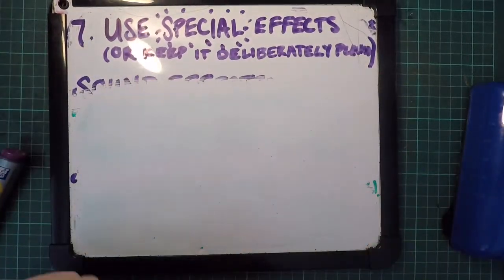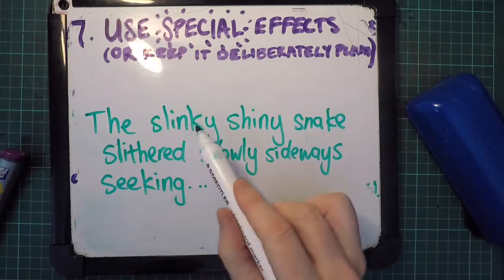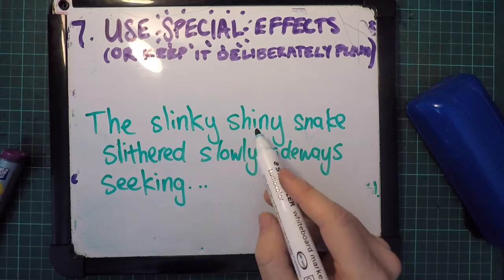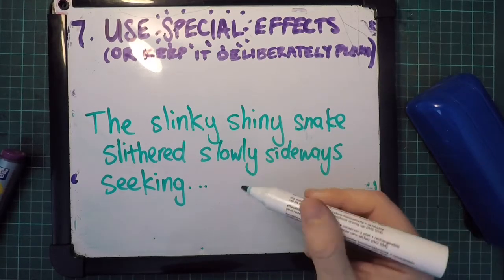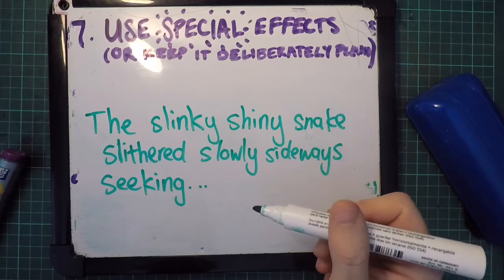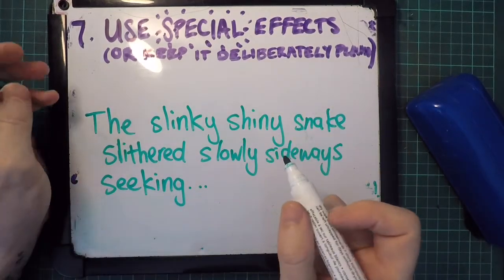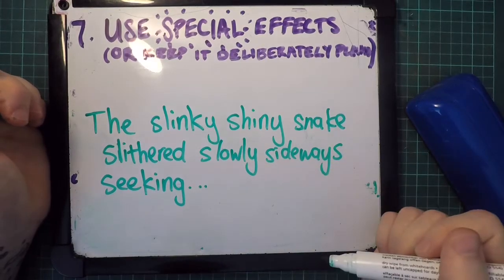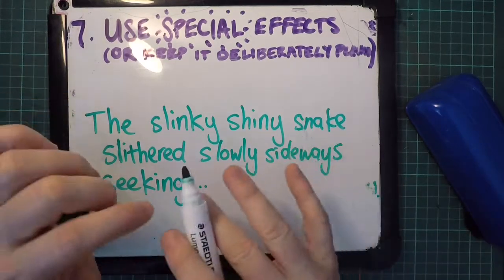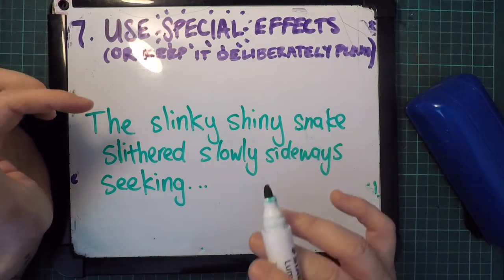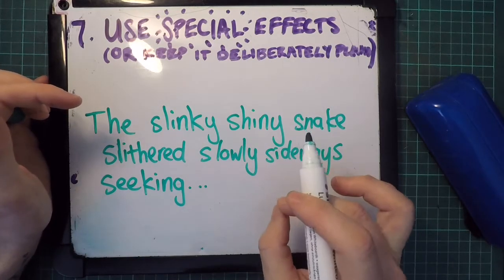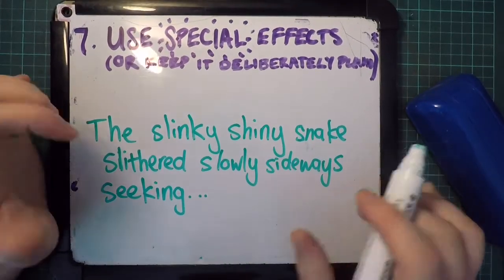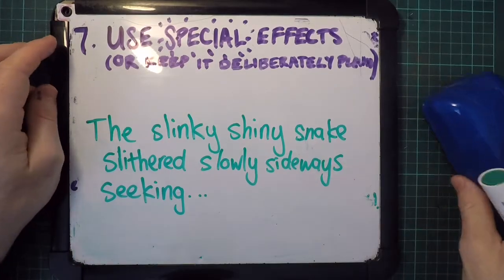If you wrote a sentence like this: the slinky shiny snake slithered slowly sideways seeking. So this is an example of overusing alliteration. It's really over the top, and it doesn't add to your writing. It actually distracts people from what they're reading. So even though, like I said, these kind of special effects are amazing in your writing, be very careful, use it sparingly, just like you'd put a little bit of salt on the top of your work to add more flavor, but don't overdo it, otherwise you will have writing that is inedible.